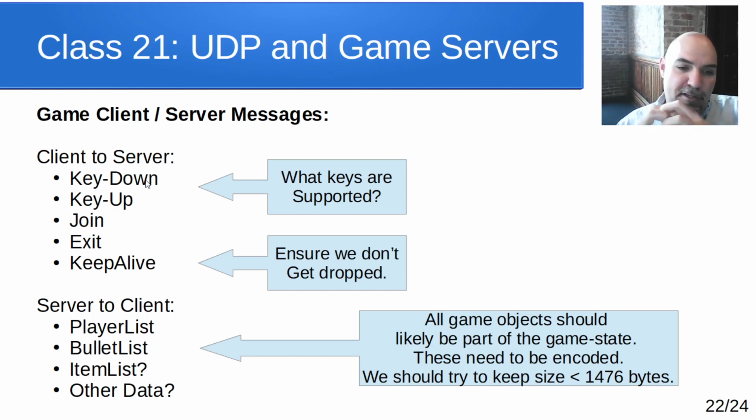And then from the server to the client, we need to decide what data we want to send as far as the objects. Maybe the list of players and where they are in the world and how they're moving. Maybe a list of bullets and where they are in the world and how they're moving. Maybe the list of items that are available, health boxes, treasures, inventory items, and where they are in the world. And then maybe some other data. How much time is left in the level? What are the current scores? Things like that, other data that might need to be sent.